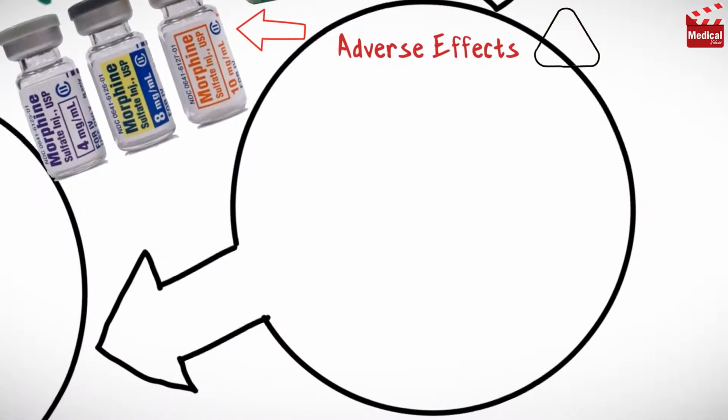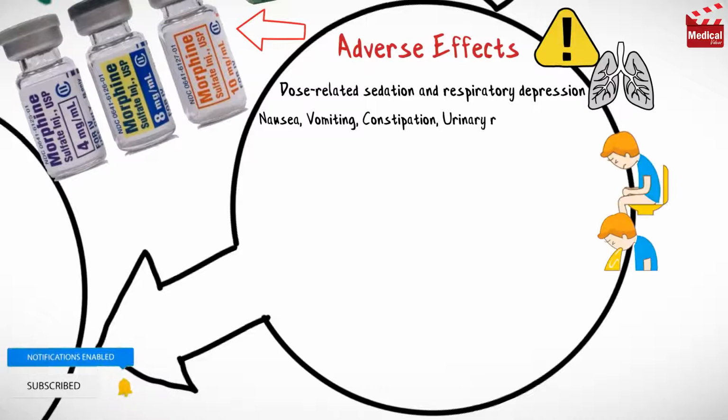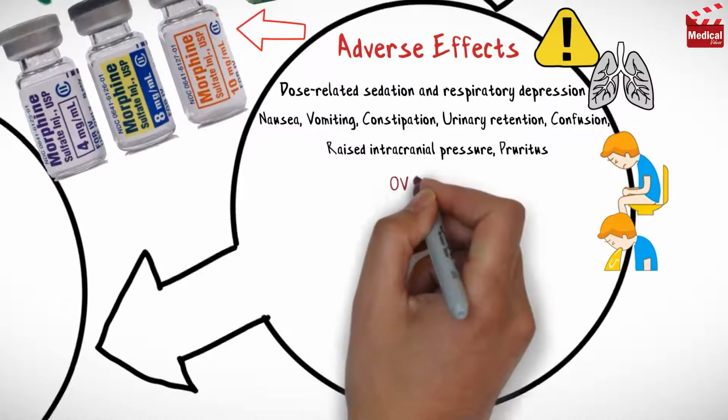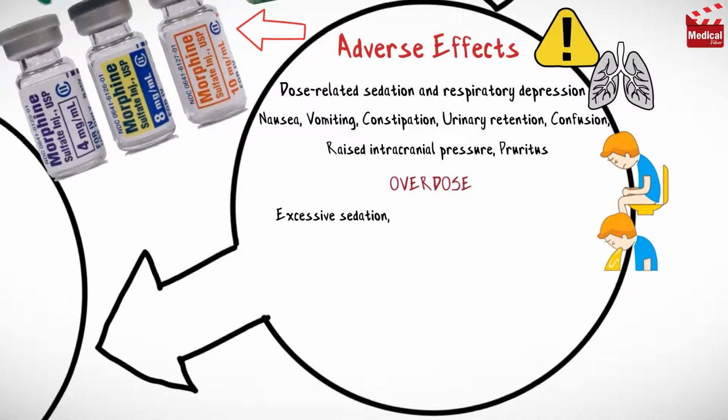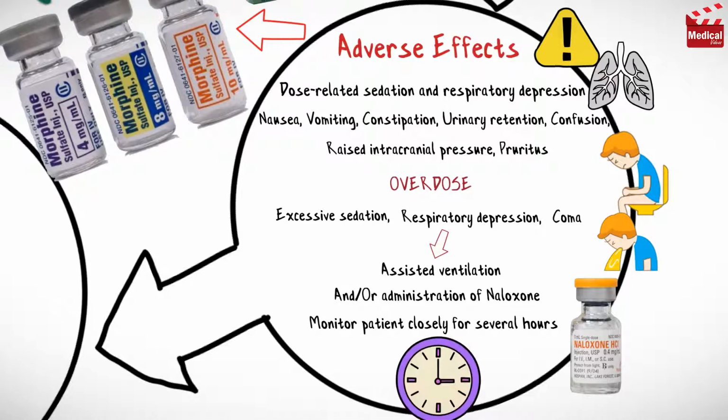Common adverse effects of morphine include dose-related sedation and respiratory depression, nausea, vomiting, constipation, urinary retention, confusion, raised intracranial pressure, and pruritus. In the event of overdose, it may cause excessive sedation, respiratory depression, and coma. And the management of respiratory depression includes assisted ventilation and/or administration of naloxone. And patients should be monitored closely for several hours.